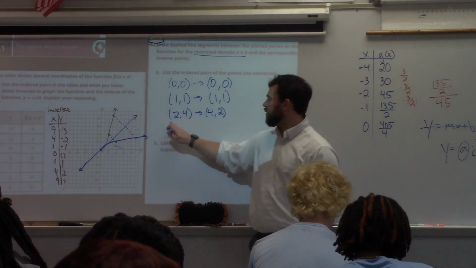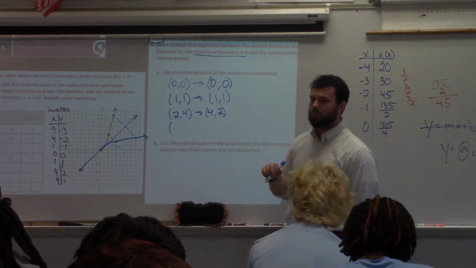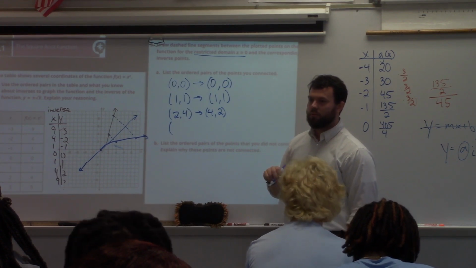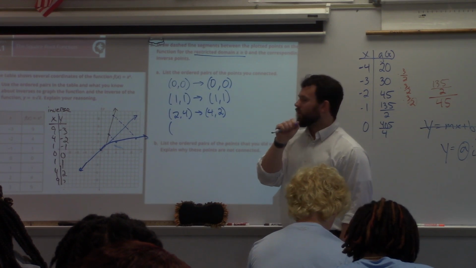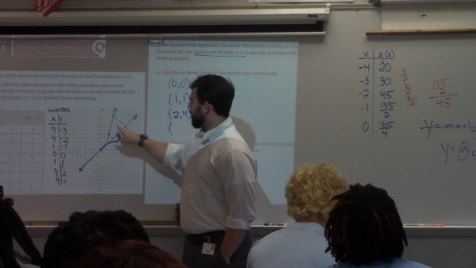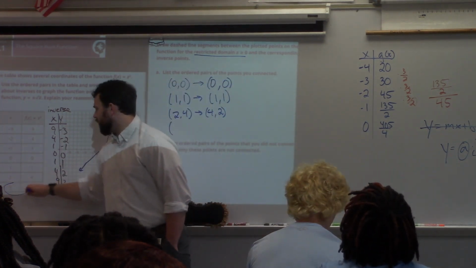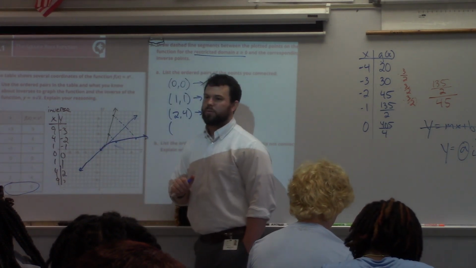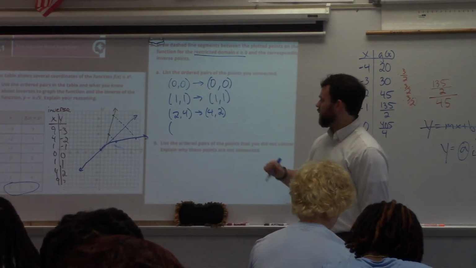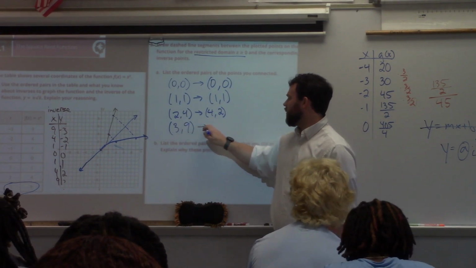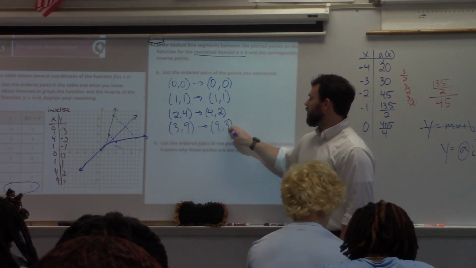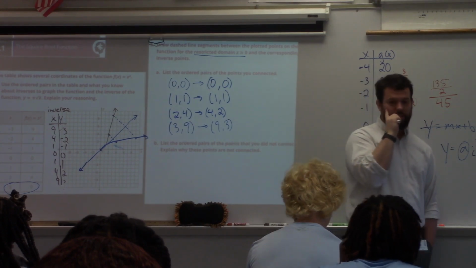Eliza, give me one more. Do you have, oh yeah, so you just have the book there. So remember, this is this point right here. Okay, the last one in the table. What's the last one in the table? 3, comma 9. So what did I have to map that to? 9, comma 3.